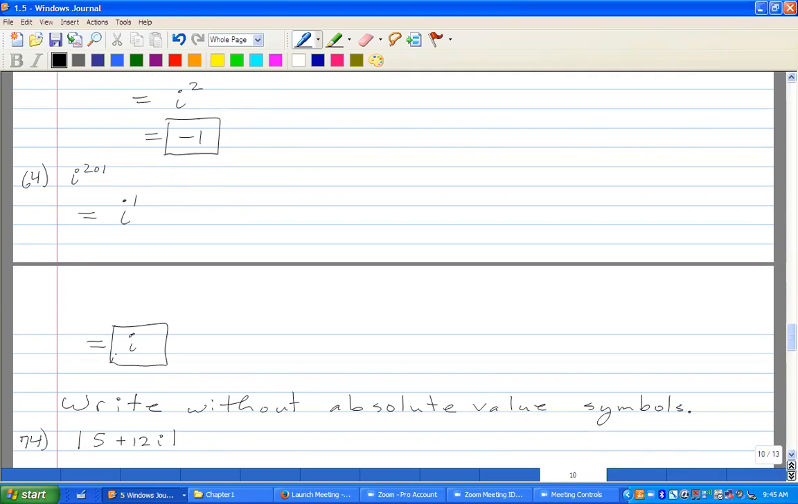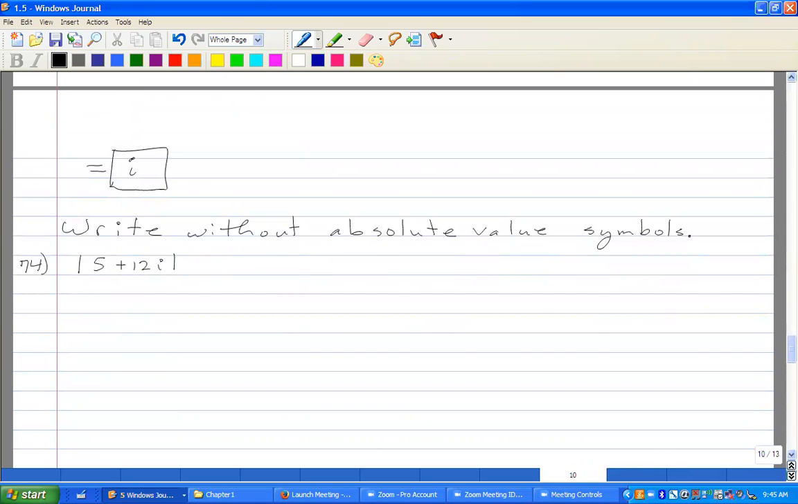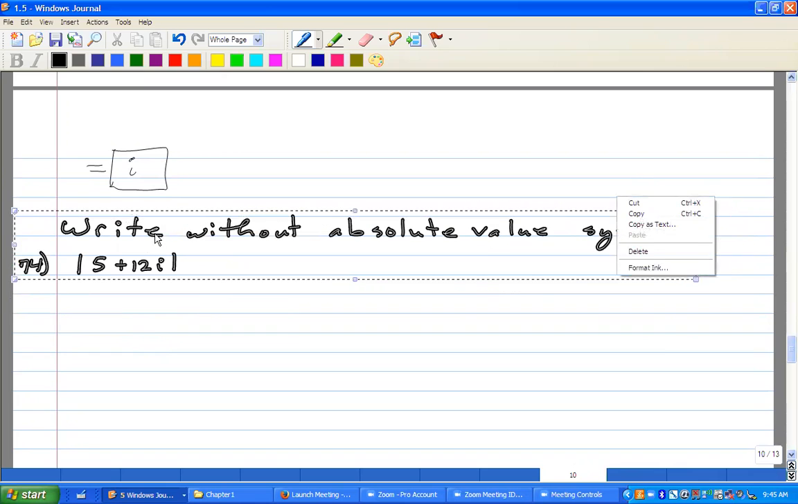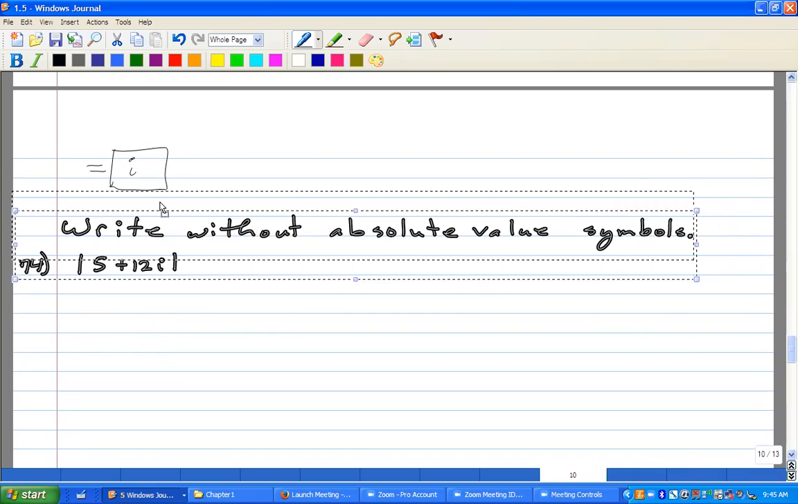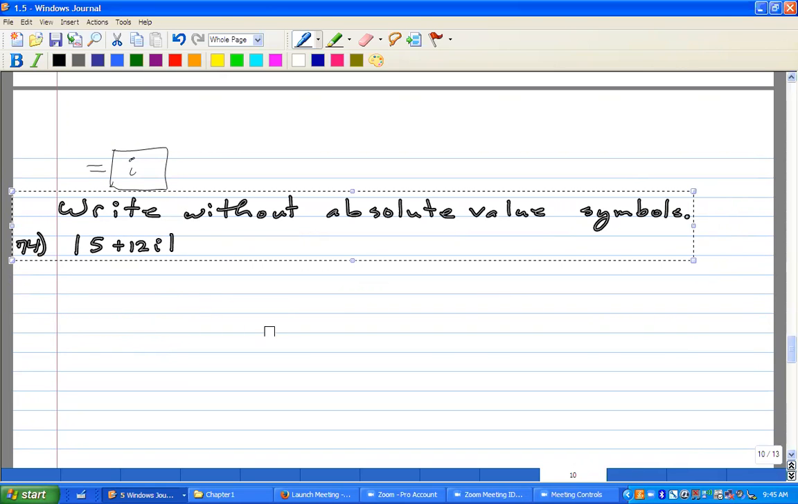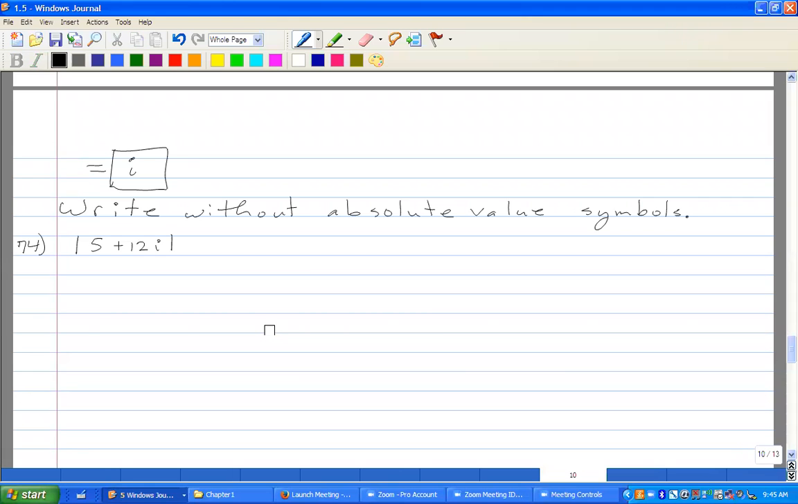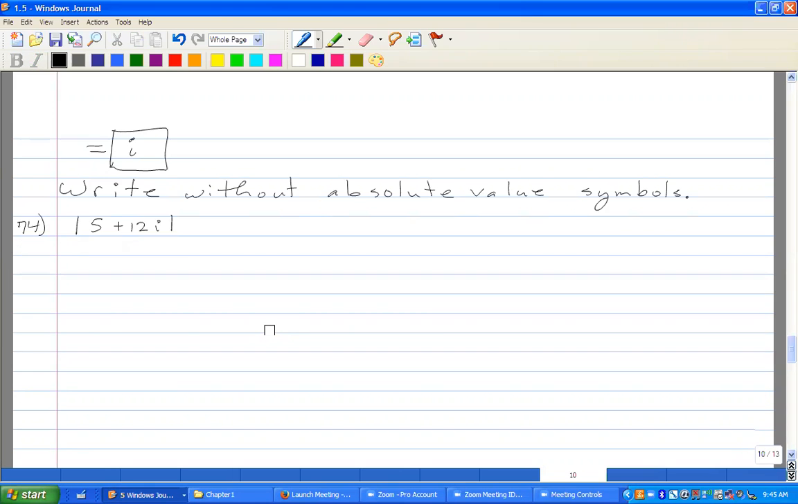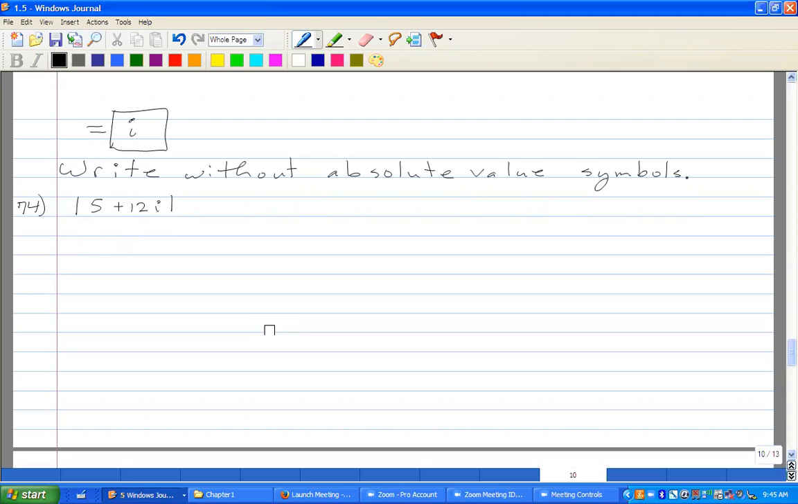Okay. Let me do problem number 74. Write without absolute value symbols. And so let's do that. Actually, I can move this up by 1 maybe. Yeah, it'll be a little tight, but not too bad. So write without absolute value symbols. The absolute value of 5 plus 12i.